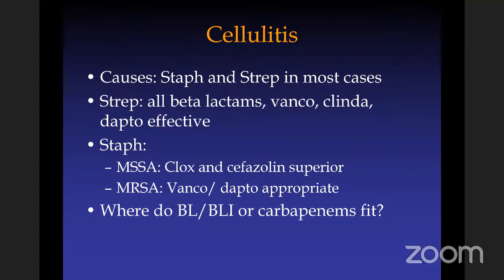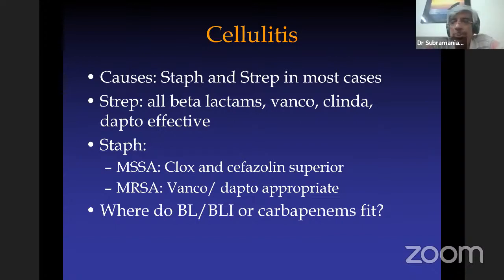And in staph, MSSA, cloxacillin and cefazolin are superior. You go for that and downsize to an oral agent as well. With MRSA, you want to use vancomycin and daptomycin, and then you can downsize to oral cotrimoxazole or other drugs like that, or even clindamycin if susceptibility is okay.